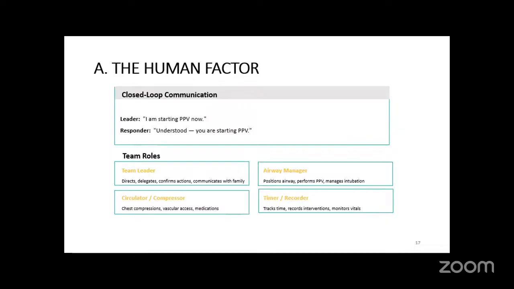In our context, we know we cannot have 4 people on one child. Let's be realistic. But we all know that resuscitation can never be done alone. We need at least another person to aid you. If there are two of you, that is enough. One person can act as a team leader and as an airway manager, and a second person acts as a circulator or a compressor in case we need it. And a last person can be there to record the time, the administration of drugs, and monitor vital signs.